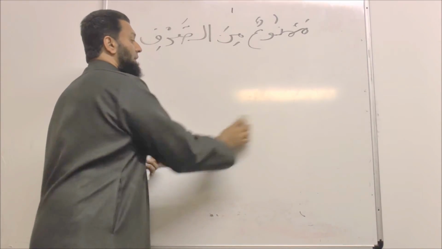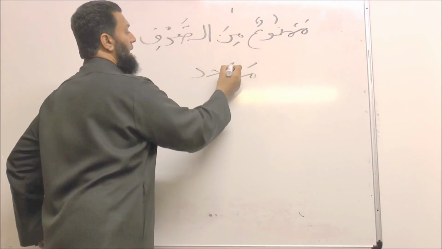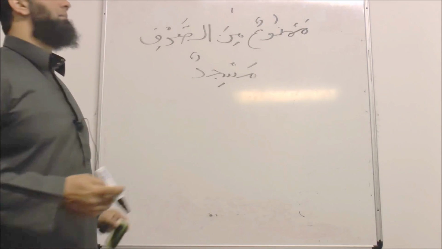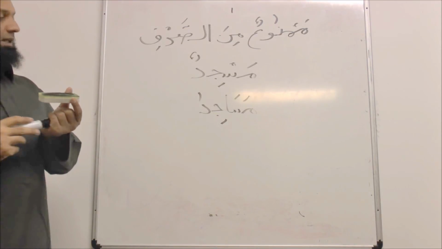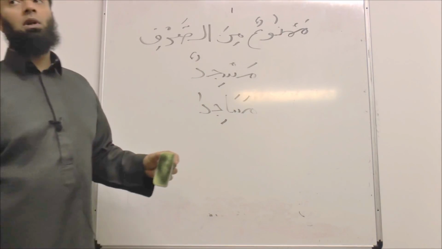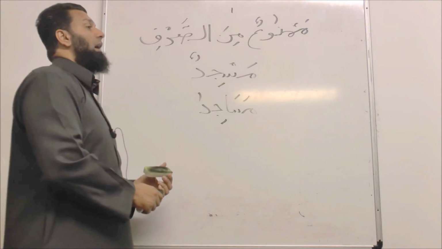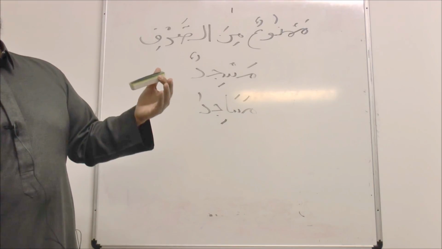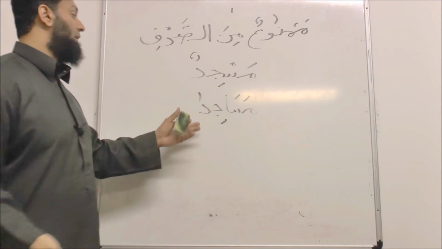For example, the singular of mosque is masjidun. The plural of masjidun is masajidu. So anything on that pattern, the plural is going to be on this pattern, masajidu, and it's going to be mamnu min as-sarfi. So for example, the plural of maktabun, desk, is makatibu, desks. Makatibu is on that pattern.